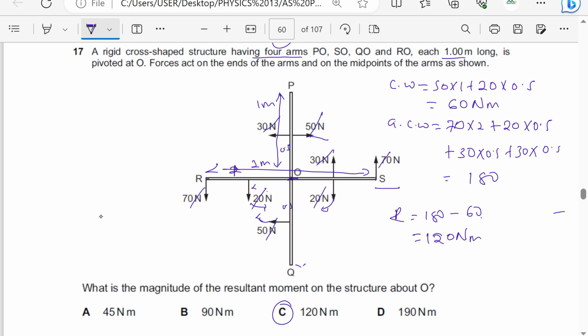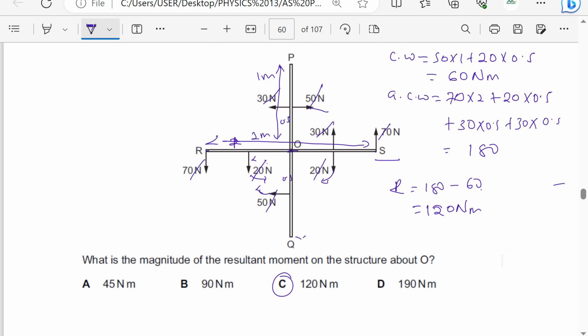Okay. So your task is just to identify which one is clockwise, which one is anticlockwise. As simple as that. So the answer is C.